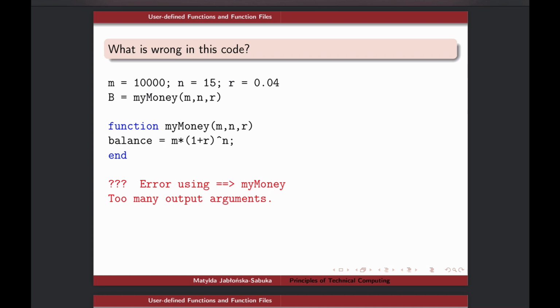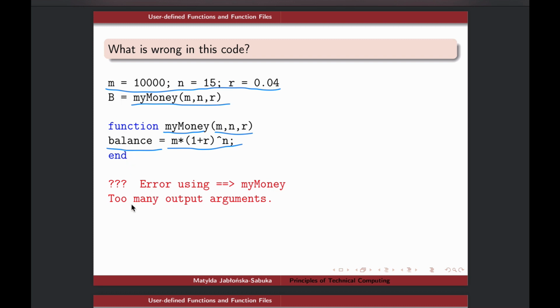Another type of errors relates to input and output arguments. So for instance, here we have a code where we define a function. It's called my money. It has inputs M, N, and R, and then we have the formula that calculates it, and we assign this to variable balance. And then when we call the function in our script, we define the 3 values, that's okay, and then we call the function, we give those inputs, m and r, and we assign the result to variable b.